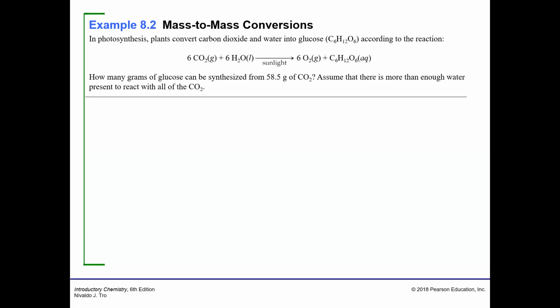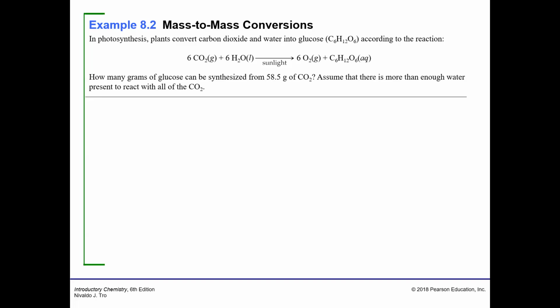All right. And then we are given 58.5 grams of carbon dioxide. That's what we know, but we don't know the amount of water. But we see there's plenty of water around for the carbon dioxide to react. Otherwise, if there's not enough water to react with the carbon dioxide, we may not get all the glucose to be produced. So there's enough water because we are given the carbon dioxide. There's enough water available so that no matter how much carbon dioxide is there, we can produce the glucose.